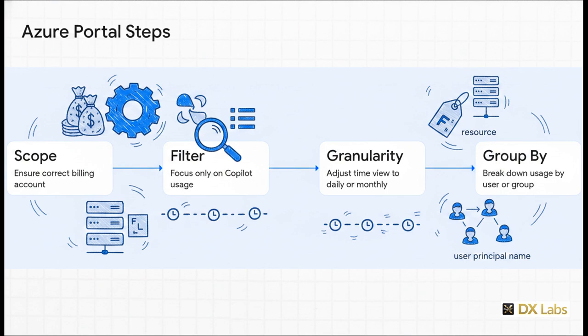First, you set the scope at the very top of the screen to ensure you're looking at the right billing account and subscription. Next, you apply a filter, specifically selecting service name and choosing Microsoft 365 Copilot PAG so you're only seeing relevant costs. Then, you adjust the time granularity. And finally, you use the group by function. You can group by a resource, a tag like finance or legal, or even by user principal name to break down exactly who is consuming Copilot on an individual level.